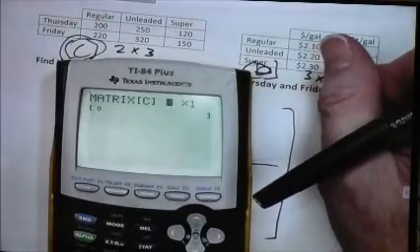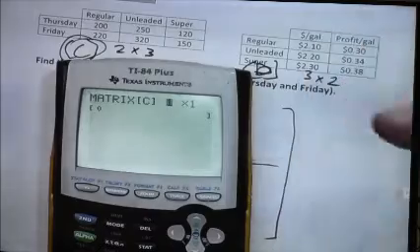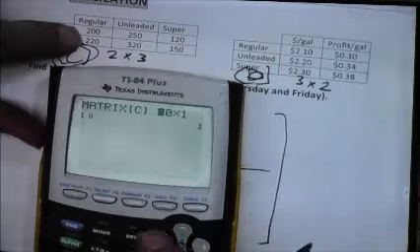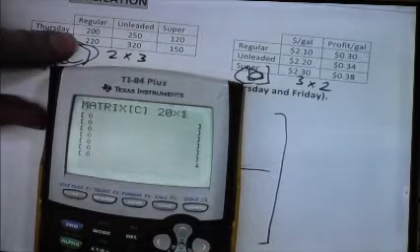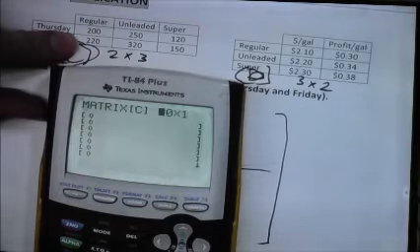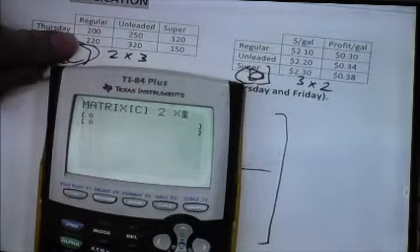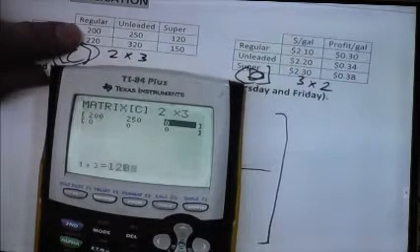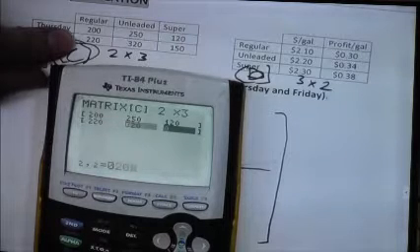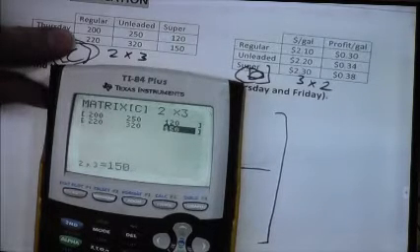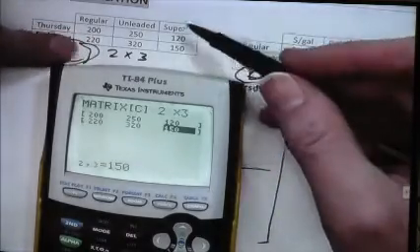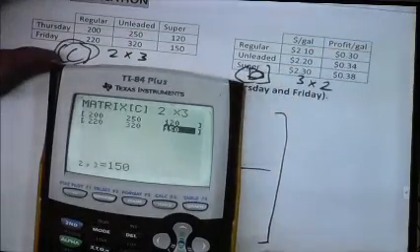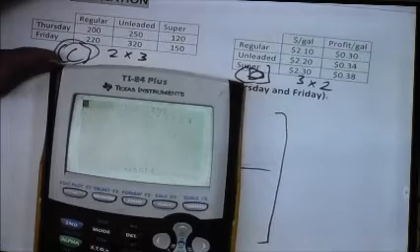I want you to do the same thing right now. Let's enter these in here, and let's see what answers we get. Okay, so matrix C is a 2 by 3. Clear that one. 2 by 3. 200, 250, 120, and 150. So that's this matrix. Make sure I get those numbers right. 250, 320, 120, 150. Enter and clear.